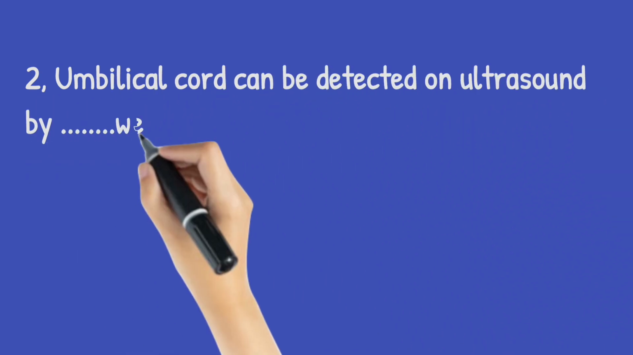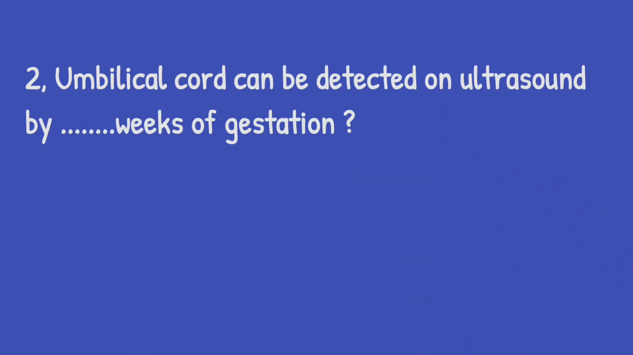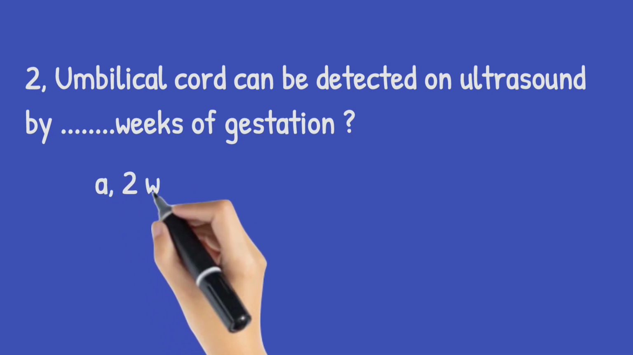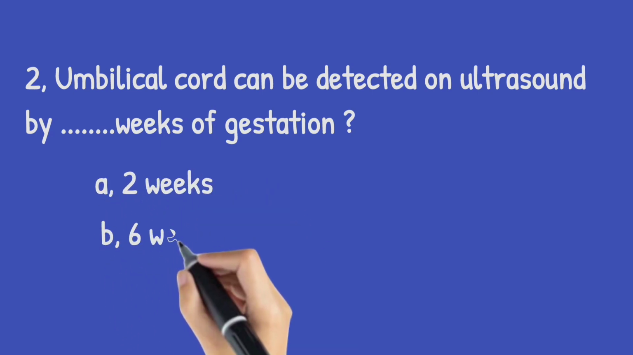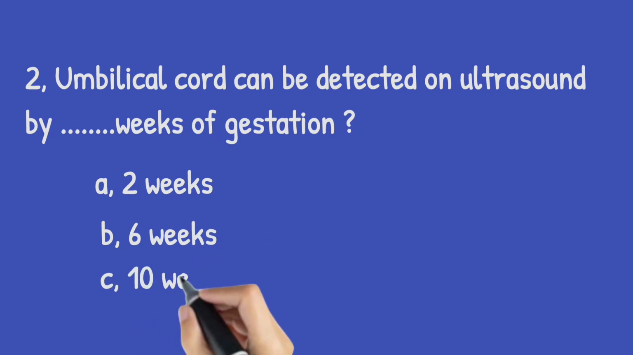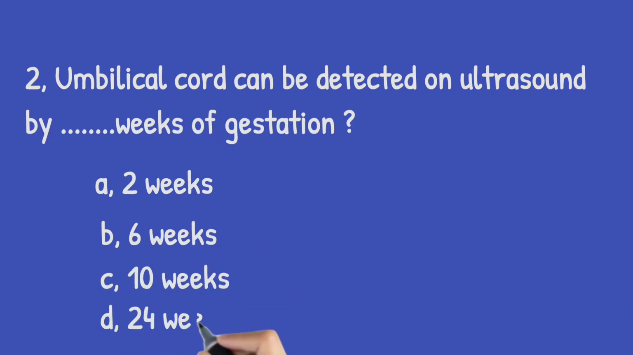The umbilical cord can be detected on ultrasound by dash weeks of gestation. Option A, 2 weeks; option B, 6 weeks; option C, 10 weeks; and option D, 24 weeks. The answer is option B, 6 weeks. Umbilical cord can be detected on ultrasound by 6 weeks of gestation and well visualized by 8 to 9 weeks of gestation.